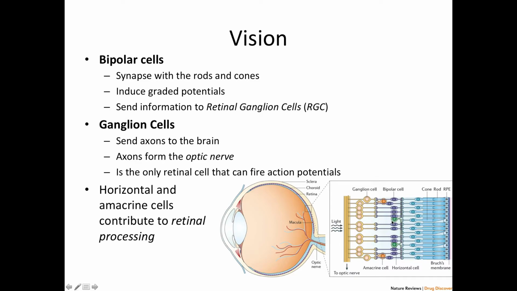There are also other cells you can see right here. In orange you see the amacrine cells, and in green you see the horizontal cells, and they communicate horizontally and let other cells communicate with each other. These cells are really important for the retina's processing of visual information.